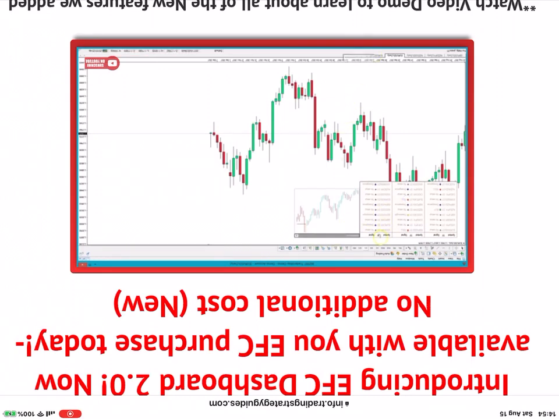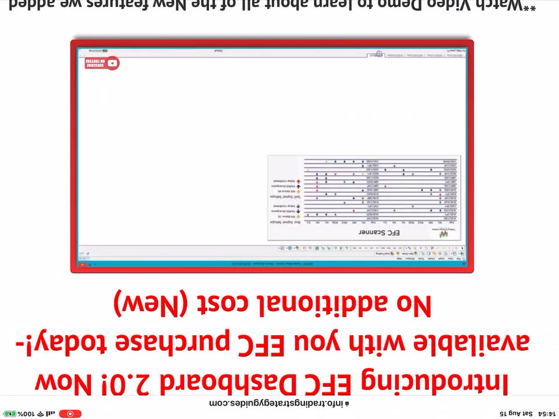So again, if you don't like this new version, say you already got the EFC, and you said, well, I took a look at it, I really like the other scanner better, I'll stick with that one.